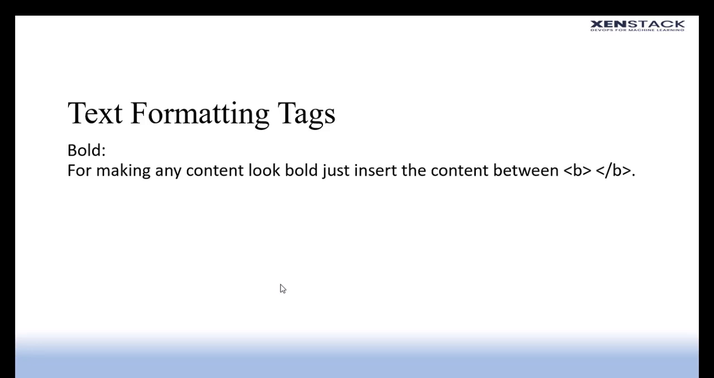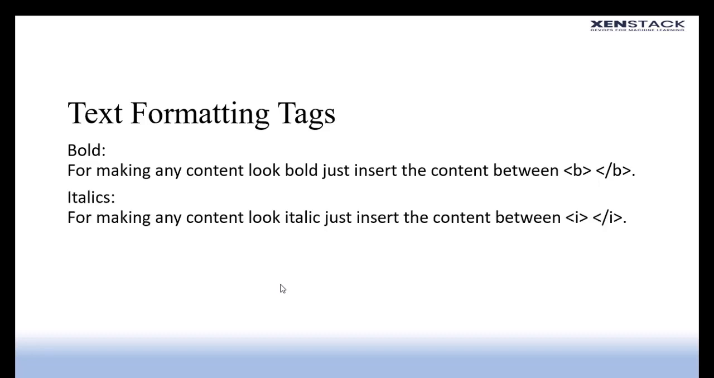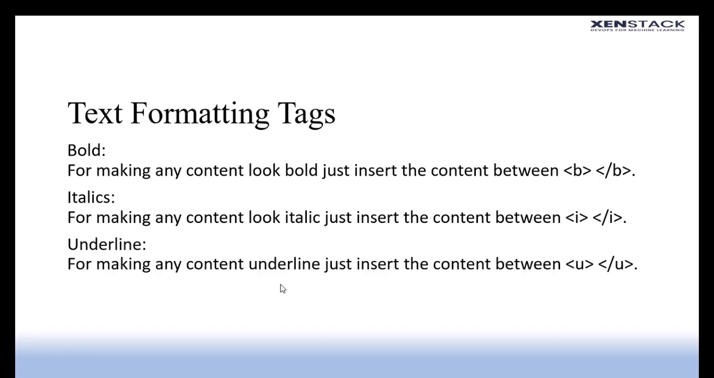Next are more basic tags, which are text formatting tags. The first one is bold tag. When you want to emphasize a particular word in a paragraph, in a heading or anything, you can use this bold tag. Italics is used to give a slanted look to any content. The tag for bold is B, the tag for italics is I. Secondly, the tag for underlining any content is U.